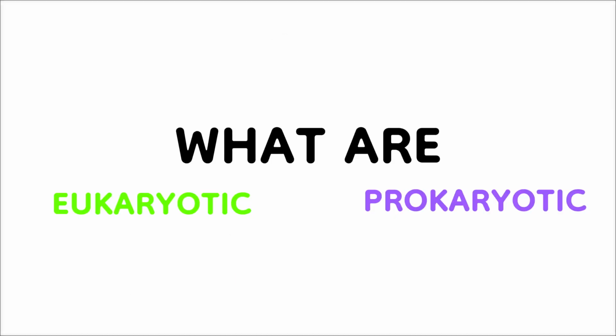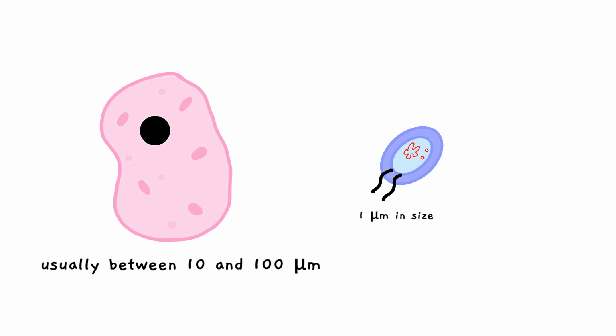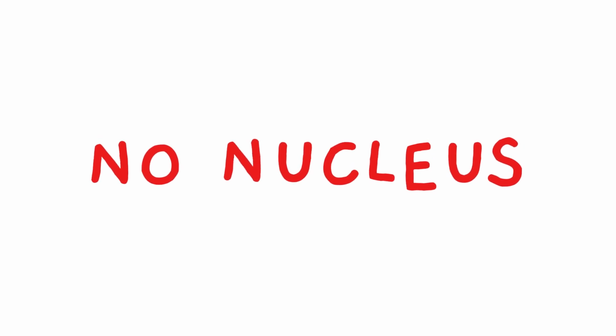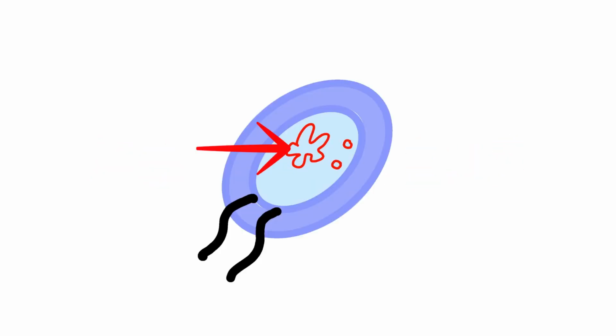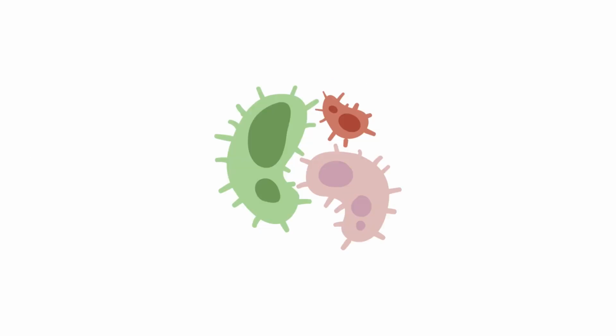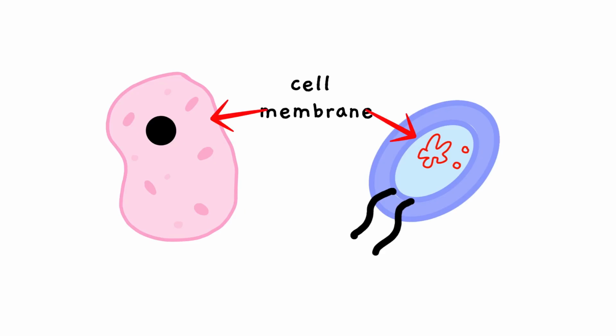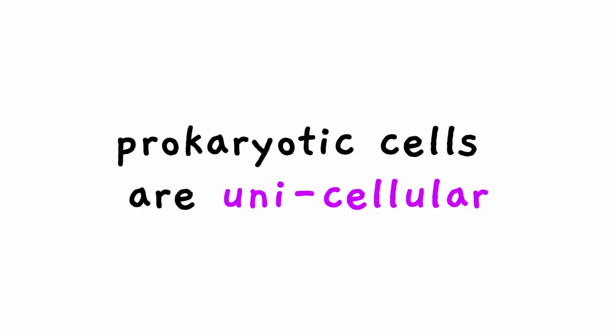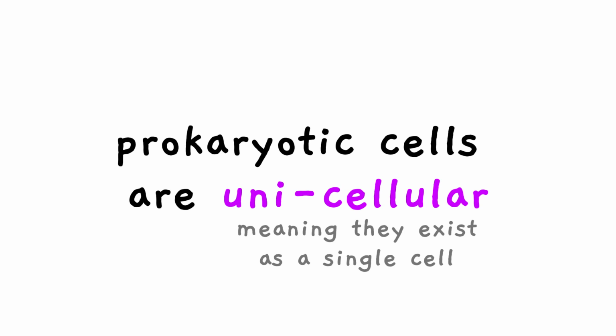So what about prokaryotic cells? These cells are much smaller and simpler than eukaryotic cells. They don't have a nucleus, so instead, their genetic material is free in the cytoplasm, forming what we call a loop of DNA. Prokaryotic cells also have small circular pieces of DNA called plasmids, which can carry extra genetic information. An example of a prokaryotic cell is bacteria. Just like eukaryotic cells, they have a cell membrane that controls what goes in and out of the cell. Prokaryotic cells are unicellular, meaning they exist as a single cell.